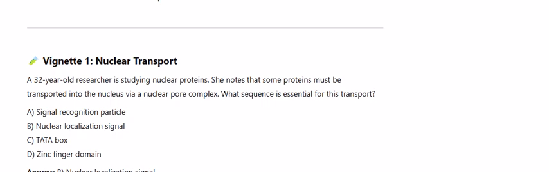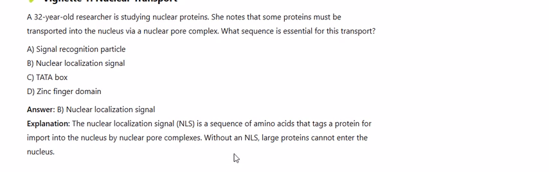Explanation. The nuclear localization signal, NLS, is a sequence of amino acids that tags a protein for import into the nucleus by nuclear pore complexes. Without an NLS, large proteins cannot enter the nucleus.